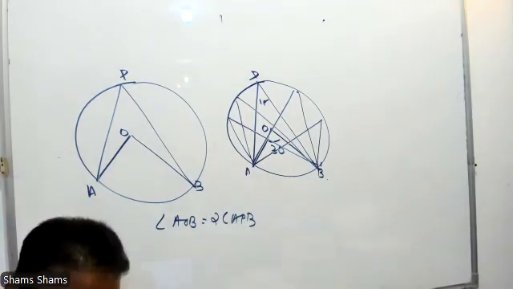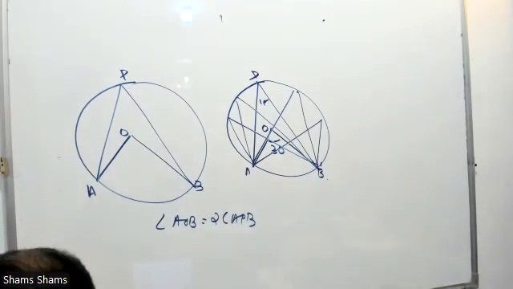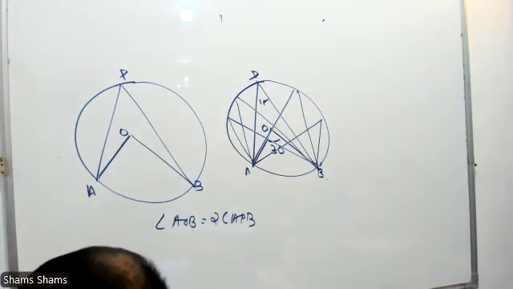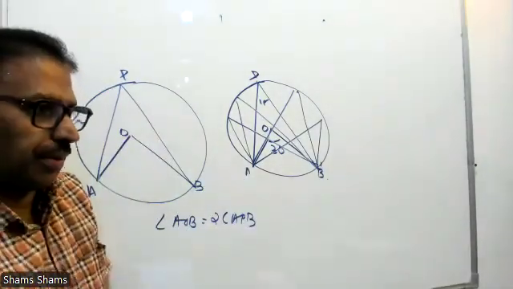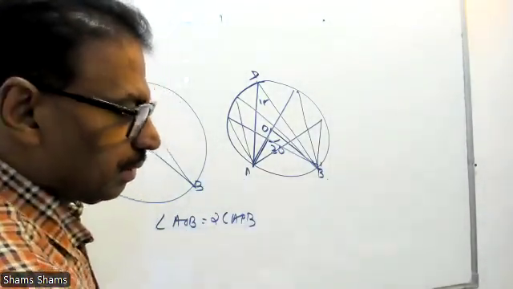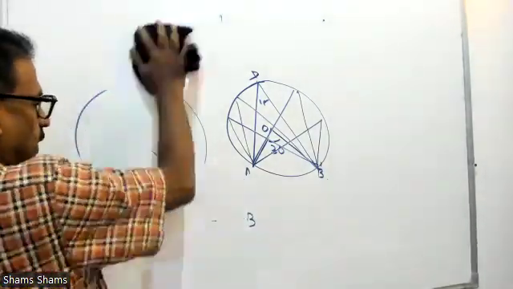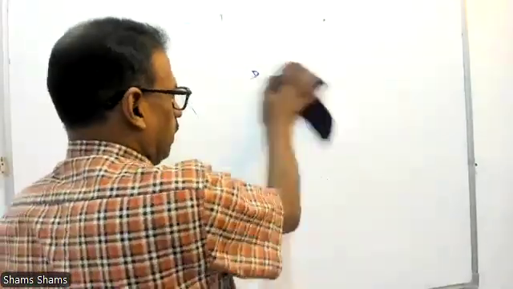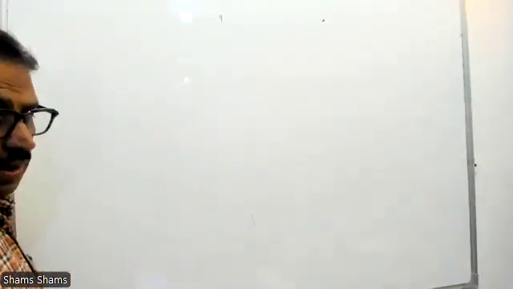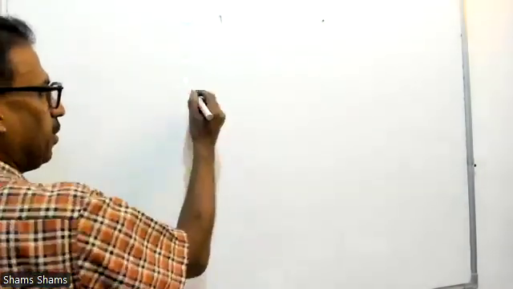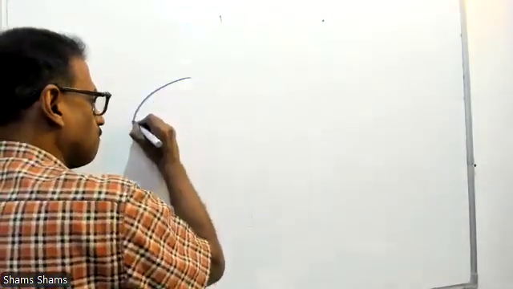Angles in the same segment of a circle are equal. Angles in the same segment. All the theorems you have learned.